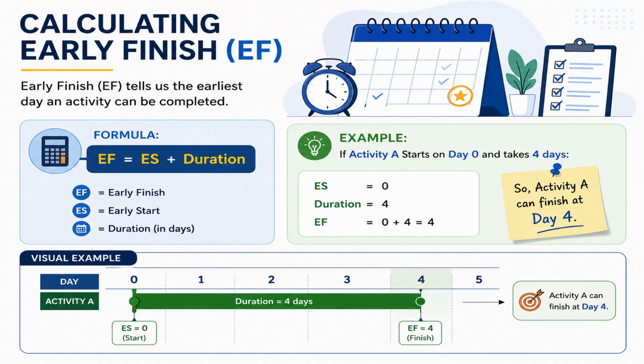This slide explains how to calculate early finish, or EF. Early finish tells us the earliest day an activity can be completed. To calculate EF, we use this formula: EF equals ES plus duration. For example, if activity A starts on day 0 and takes 4 days, then ES is 0 and duration is 4 days. So EF equals 0 plus 4, which is 4. This means activity A can finish on day 4.